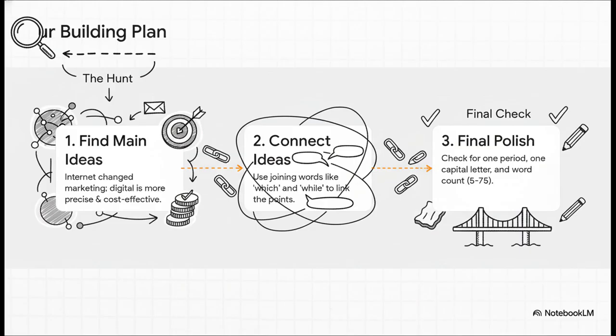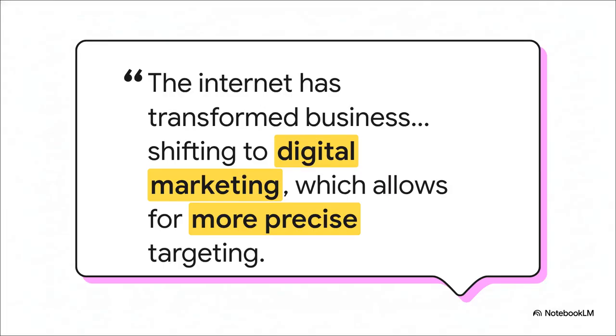All right, let's break this down together using our plan. For step 1, the hunt, I've looked through and found 3 main ideas. First, the internet changed marketing. Second, digital marketing is more precise. And third, it's more cost-effective. Now for step 2, the build, we'll try using connecting words like which and while to link them. And then we'll do our final polish in step 3. And here's what we end up with. Let me read it out.